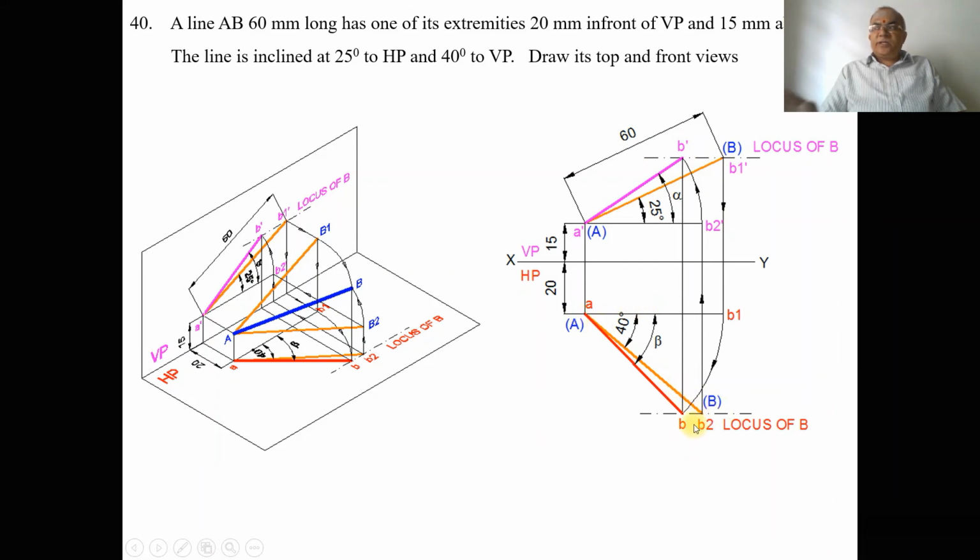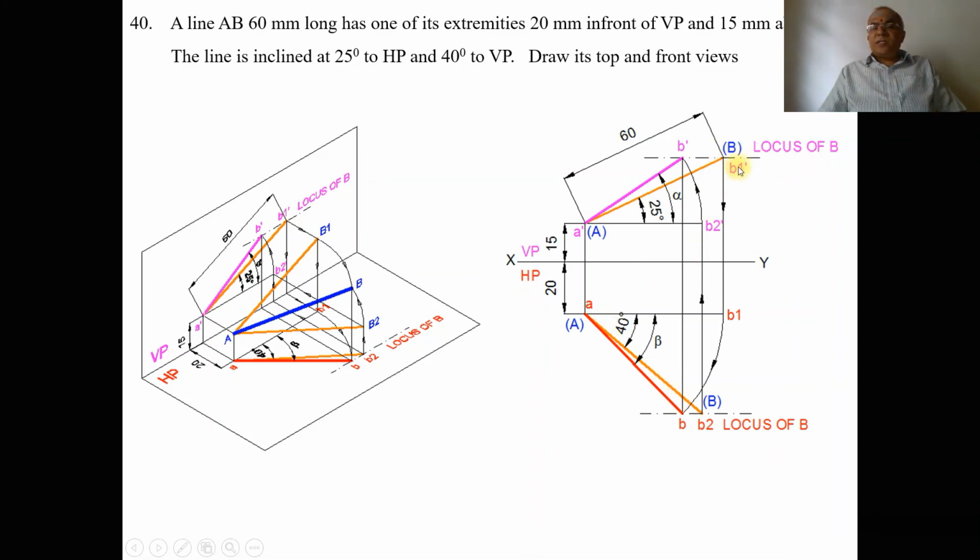Because the true inclination is the same, the true length is the same both in the front view as well as in the top view. So once you get this, you mark this point as B1 dash in the front view and B2 in the top view, and join AB2 and A dash B1 dash. Since these two lines are true length, you mark this as capital A and capital B, and in the top view also capital A and capital B. Since we are marking these as capital A and capital B, the true length is the same both in the front view as well as in the top view.